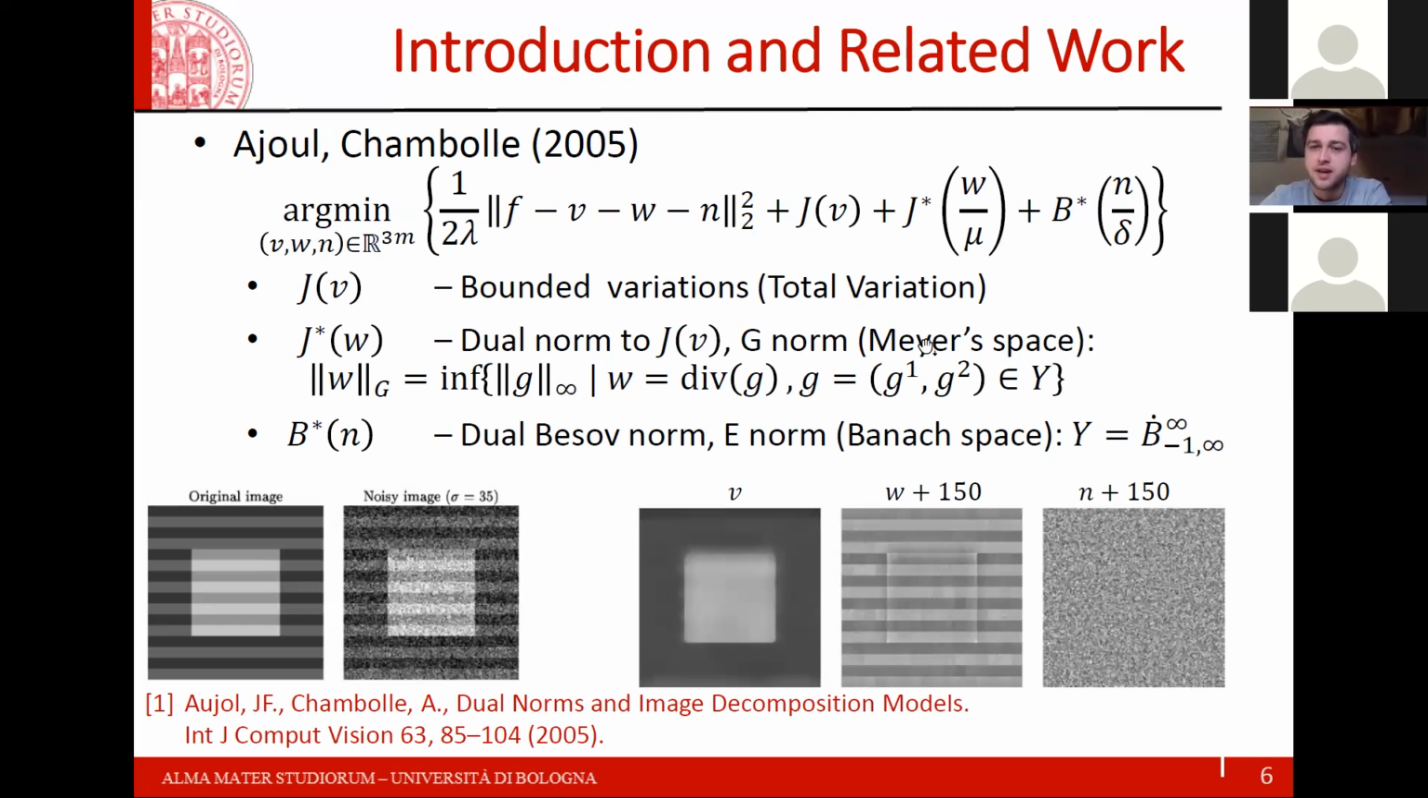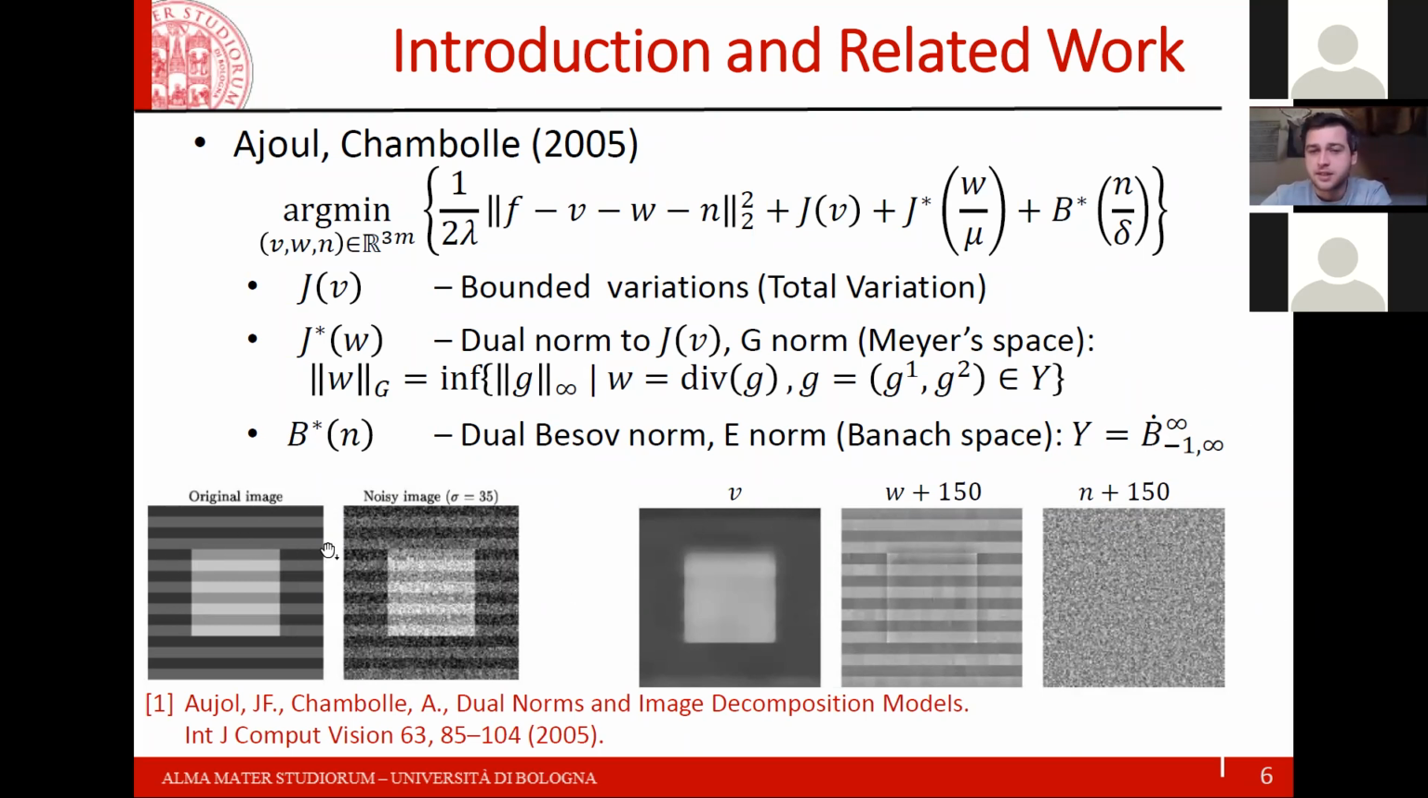By the definition by Meyer, the G norm of a component or of a function W can be expressed in the following way, assuming that there is a vector field G whose divergence is equal to the component we are looking for, where the components of this vector field are from a given space Y. For the G norm, Y is Meyer's space, and for the other component, it's the following Banach space.